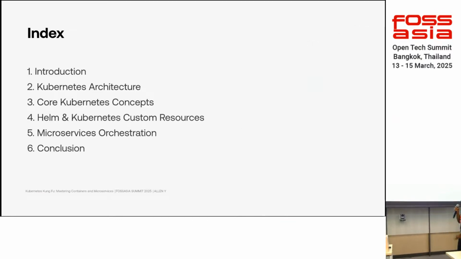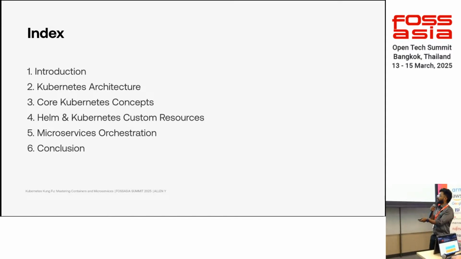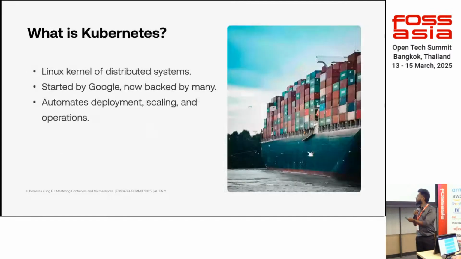Today I'm planning to give an introduction to Kubernetes, covering the architecture, then some of the core resources that are used in Kubernetes, and also I'll be covering Helm, and giving a quick intro to microservices orchestration. So what is Kubernetes? Kubernetes is a container orchestration tool that helps in deploying and scaling of containerized applications.